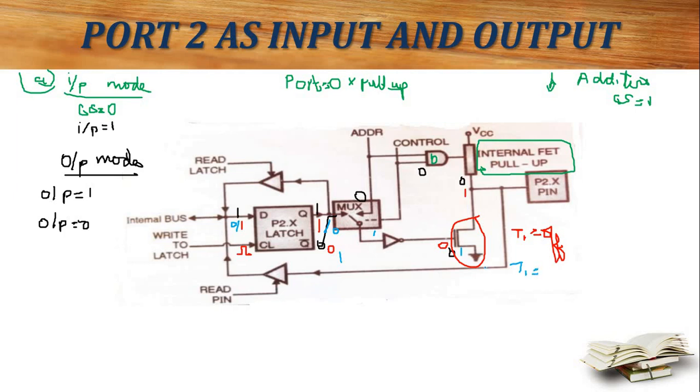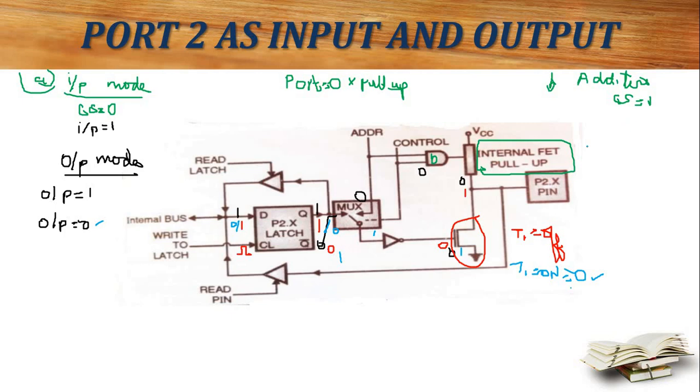It will be enabled, but this is connected to a ground potential, so it will be 0. T1 is on, but it is connected to a ground potential, so it will be 0. So the output is 0, and the output we got is also 0. This is in IO mode.